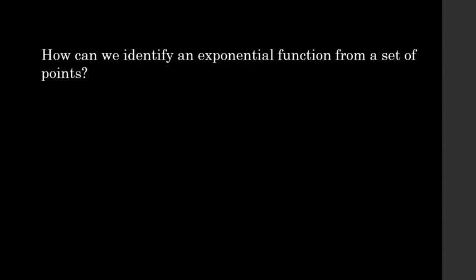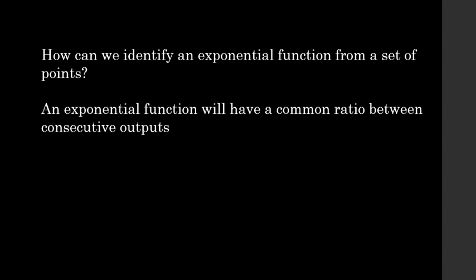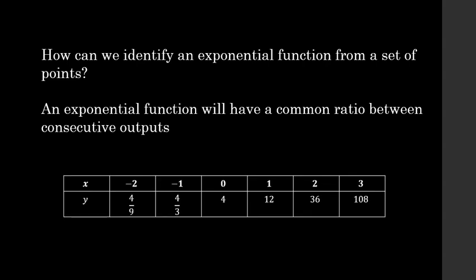Now, just by looking at a set of points, how can we identify if we have an exponential function? The way that you identify an exponential function is that if you look at consecutive outputs of points, an exponential function will have a common ratio. So here's an example of what we are talking about.